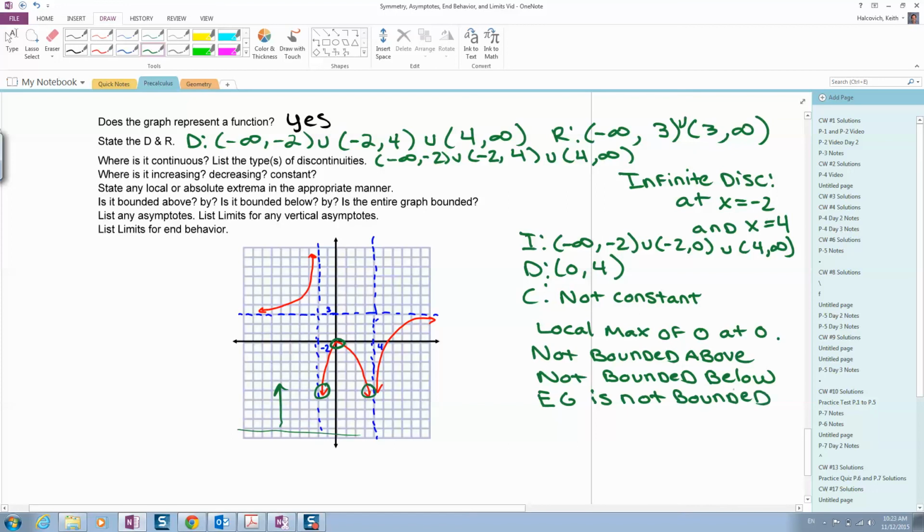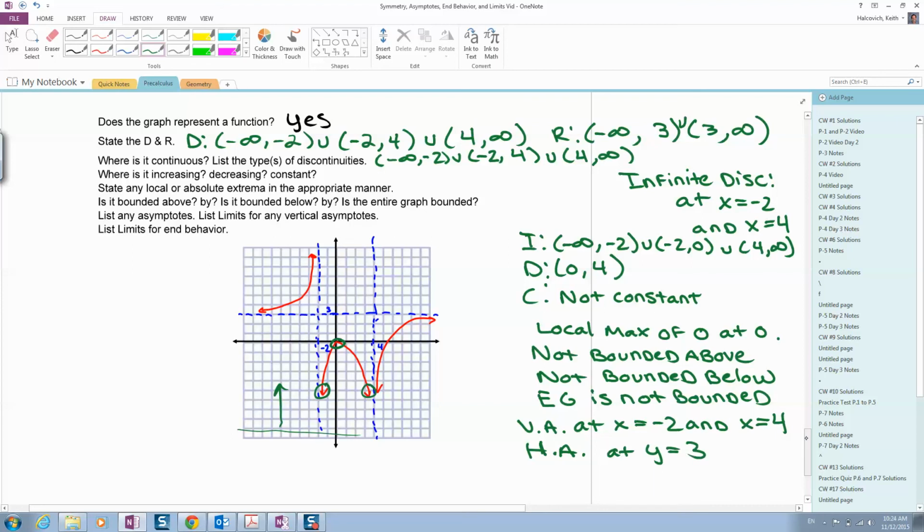So now we get to the asymptotes. Well, there's a vertical asymptote. There's two of them at x equals -2 and x equals 4. Those are your two vertical asymptotes. There's a horizontal asymptote at y equals 3. That's what this is going here.